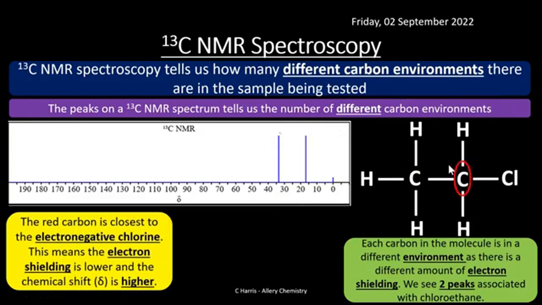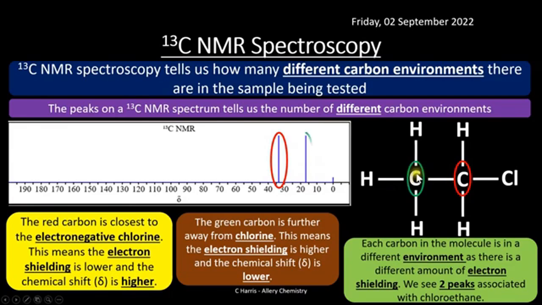As you can see, this is the carbon NMR spectroscopy. We have two peaks because we have two different carbon atoms connected with each other. The red carbon is closest to the electronegative chlorine, and this means electron shielding is lower and the chemical shift is higher than in the alkyl group. The green carbon is further away from chlorine. This means the electron shielding is higher and the chemical shift is lower. So there are two different signals, which are circled in green and red.